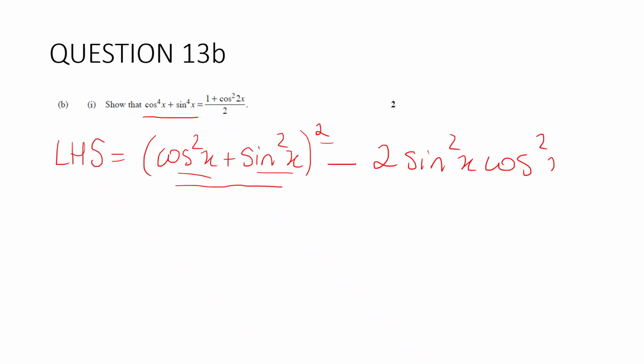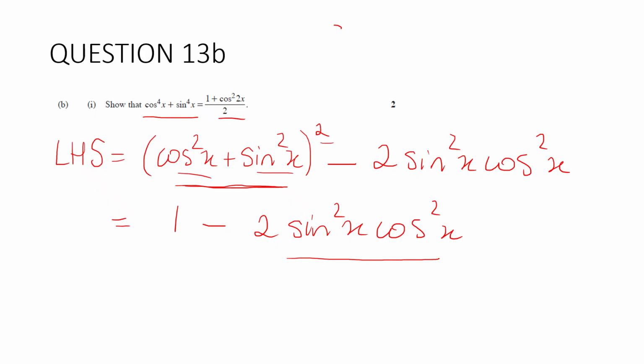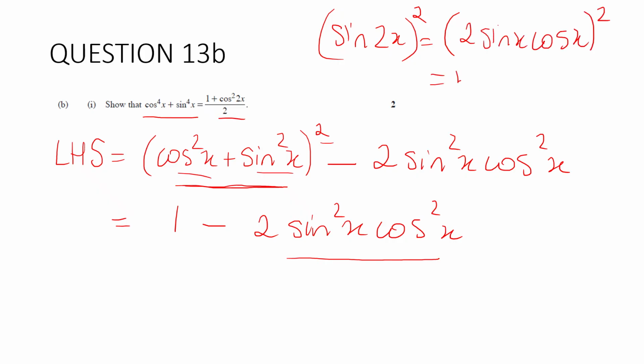Sure that makes sense to you. Equals cos squared plus sine squared is 1, take away 2 sine squared x cos squared x. Now if we have a look here on the right hand side, we can see a cos squared 2x, and that kind of gives us a clue. And this looks really like (sine 2x) all squared. Now (sine 2x) all squared is (2 sine x cos x) all squared. In other words, 4 sine squared x cos squared x.